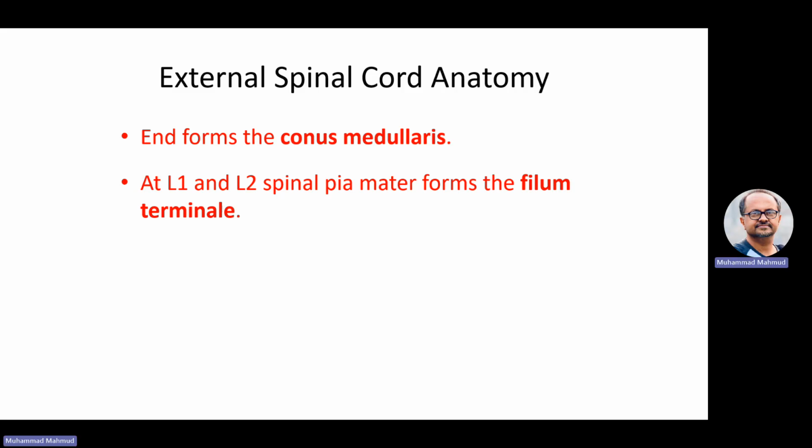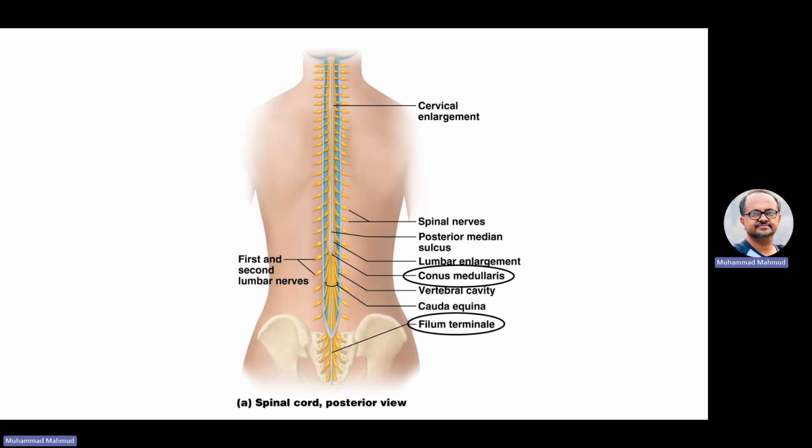And at the lower part, lumbar 1 and 2, at that area when the spinal cord actually completes, before that, it makes a conus medullaris, like a cone-shaped structure. So the spinal cord ends at the lumbar 1 and 2 level, where it makes this conus medullaris. And the pia mater from then on will form the filum terminale. So take a look into that.